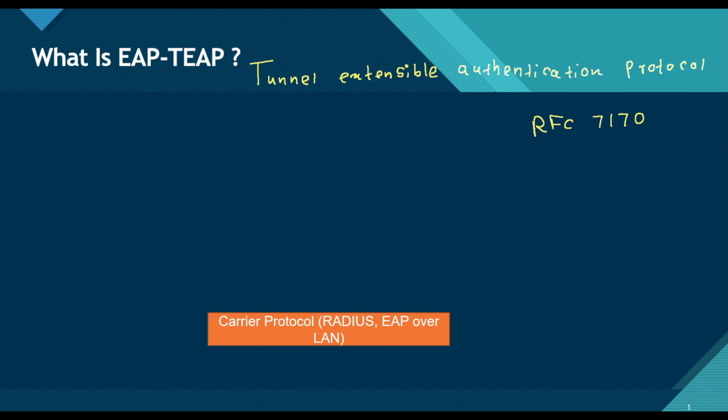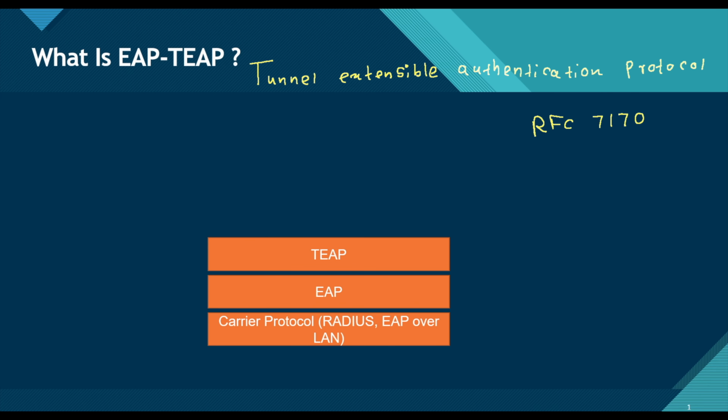At the bottom, you have the carrier protocol, which is RADIUS between network devices and ClearPass, or EAP over LAN between the supplicant and the access point. Above that is the EAP layer, then EAP-TEAP itself. EAP-TEAP first establishes a TLS tunnel, and this is critical. TEAP doesn't support TLS version 1.0 or 1.1, only 1.2 and above.